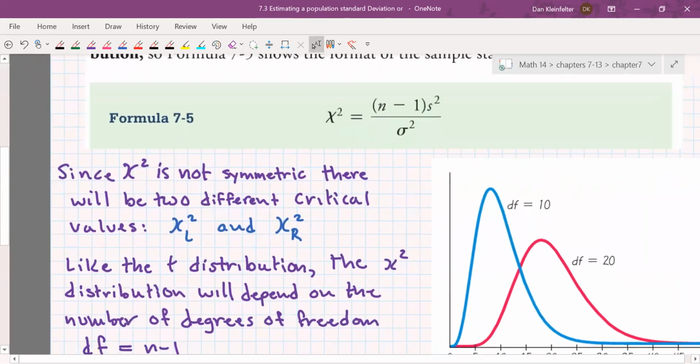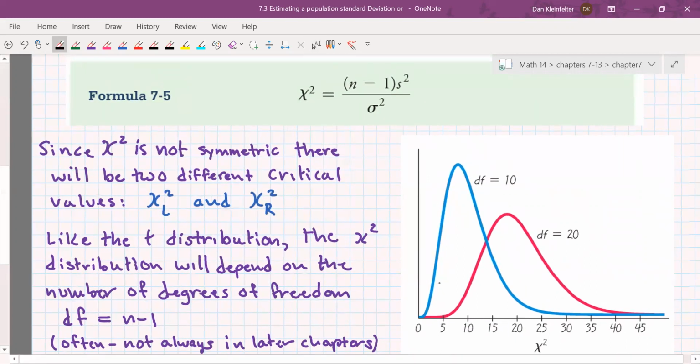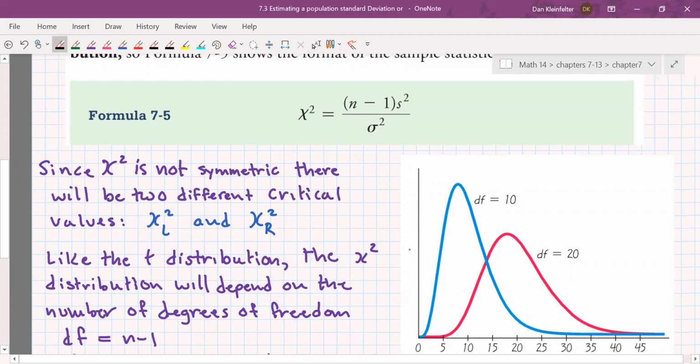One thing that is important about the chi-squared distribution is that unlike the normal distribution and the t-distribution, it's not symmetric with respect to a mean. The distribution is right skewed, and all the values of chi-squared are positive, which you can see by looking at the formula. The formula in 7.5 is n minus 1, which is positive, times s squared over sigma squared, which is a bunch of squared numbers, and so they're positive. So all of the chi-squared values are positive, and their distribution is also right skewed.